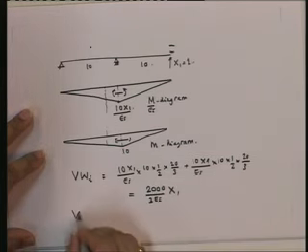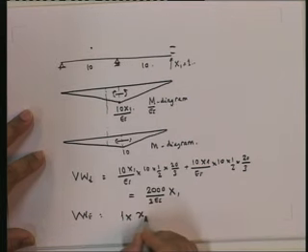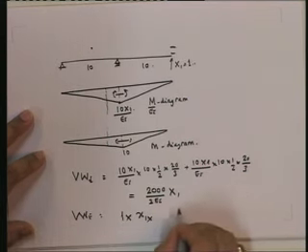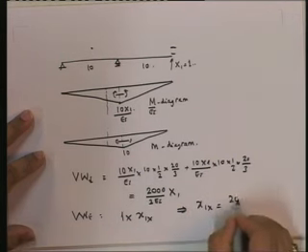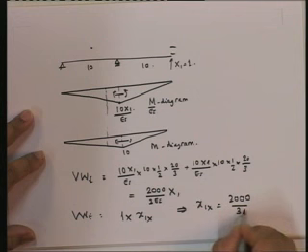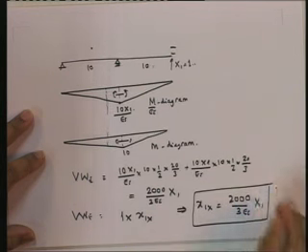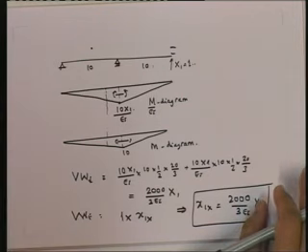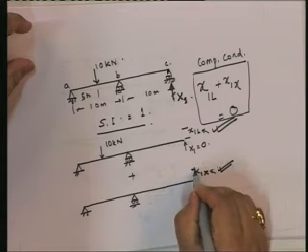What's the external virtual work? We've already got it, 1 into x1x. So this implies that x1x is equal to 2000 upon 3 EI x1. So therefore, we have computed this.